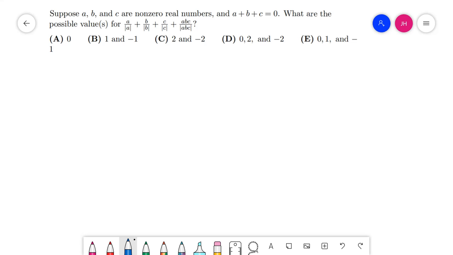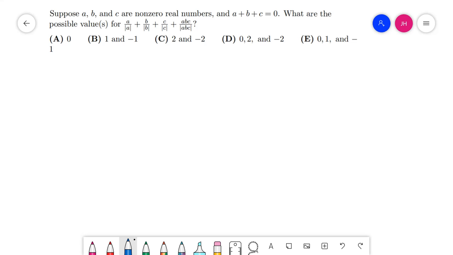Let's look at this interesting algebra problem. Suppose a, b, and c are non-zero real numbers, and a plus b plus c equals 0. What are the possible values for a over absolute value of a plus b over absolute value of b plus c over absolute value of c plus abc over absolute value of abc?